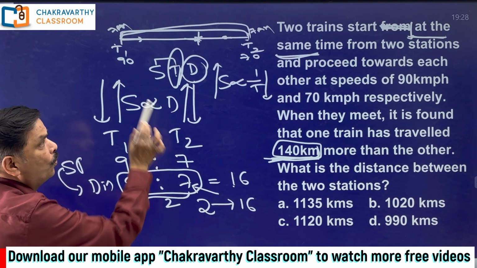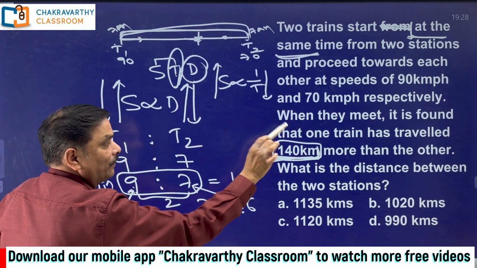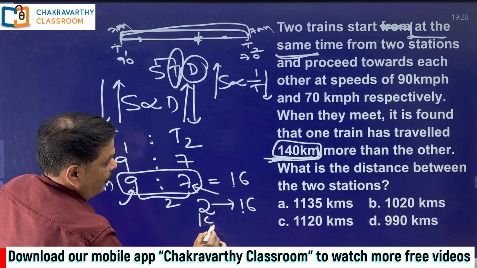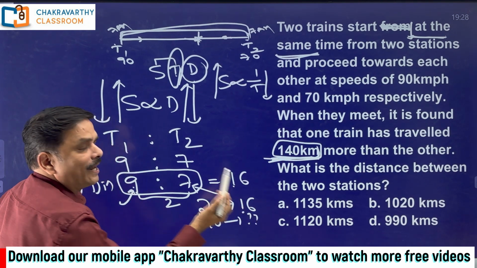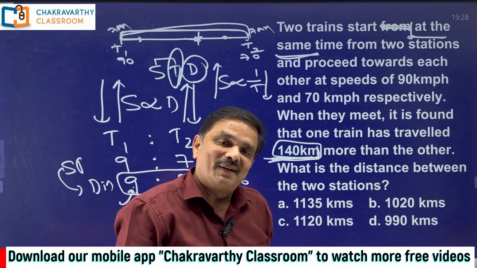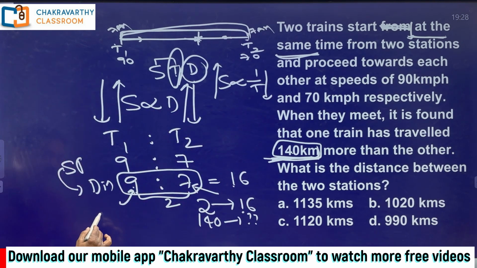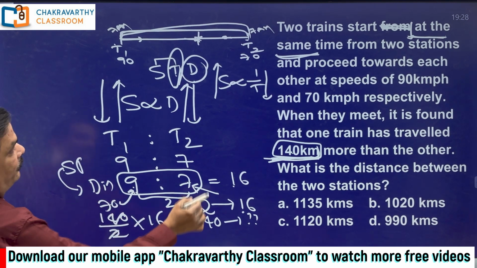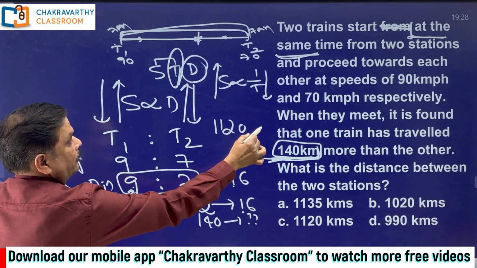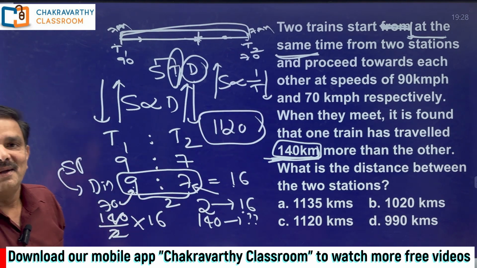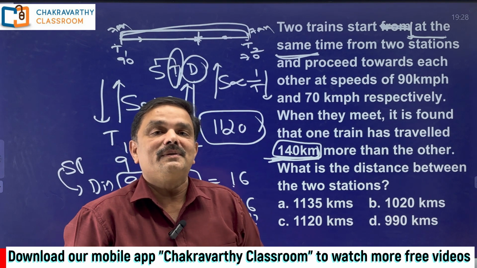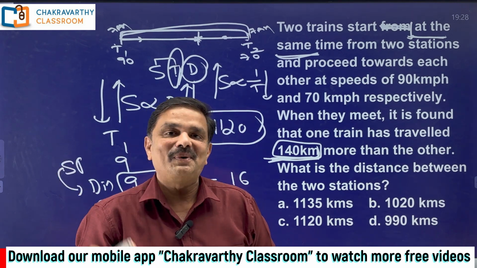When difference is 2, total distance is 16. Then the difference is 140. What is the total distance? Simply I'll do here 140 by 2 into 16. Quickly you can do this one. This is 70, 16 sevens, 112 and then 0. This is my answer. Alright, 1120 kilometers is my answer. How simple, students, this one.